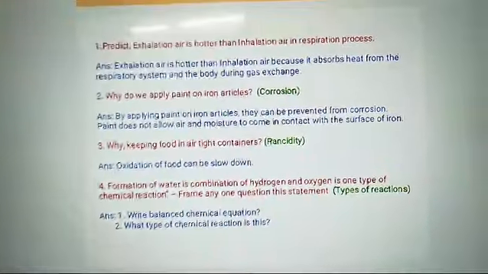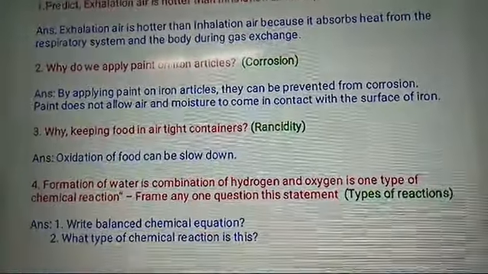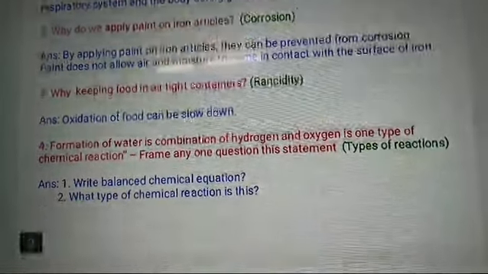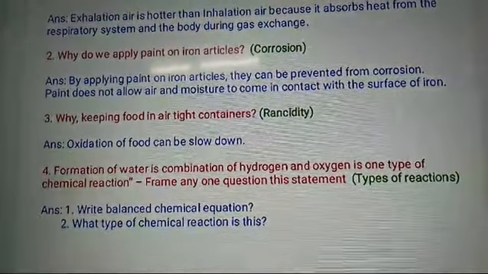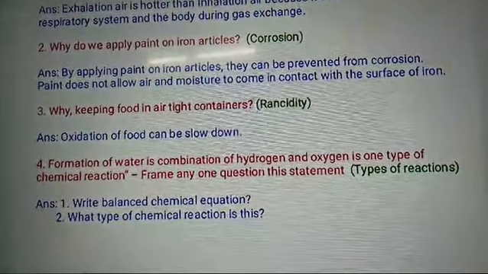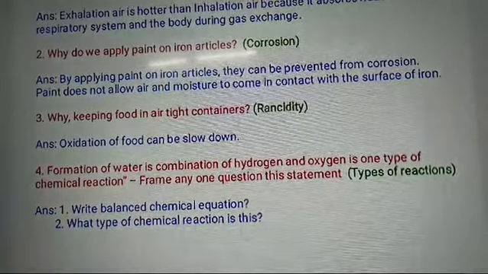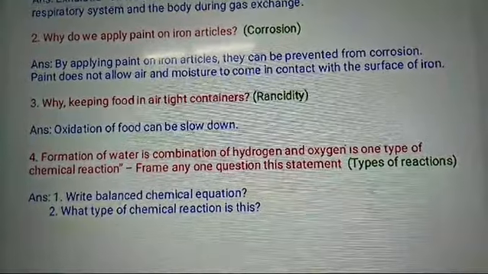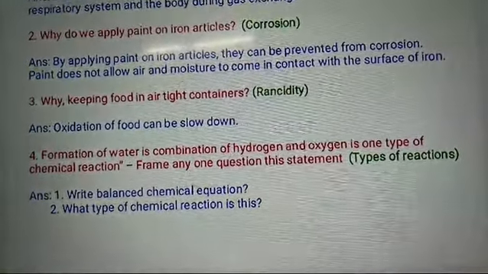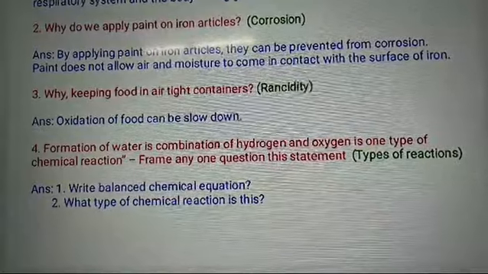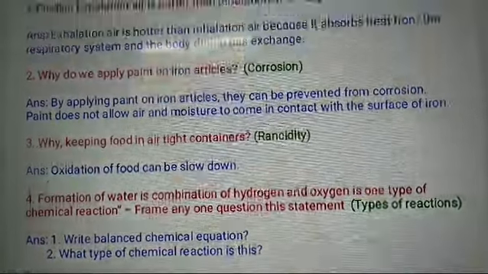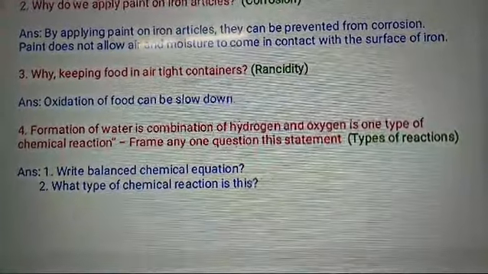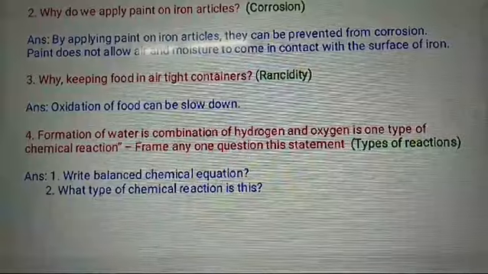Why do we apply paint on iron articles? In order to prevent corrosion. Corrosion means rusting. In order to prevent rusting or corrosion, we apply paint to iron articles. Rusting means when metal items come into contact with air and moisture, they will rust. That is called corrosion.